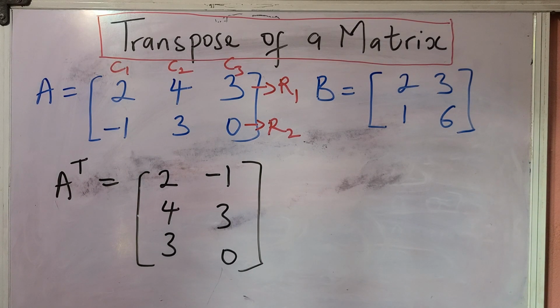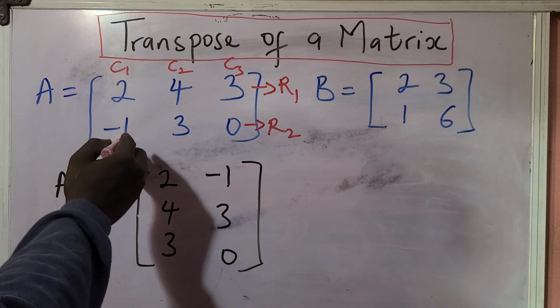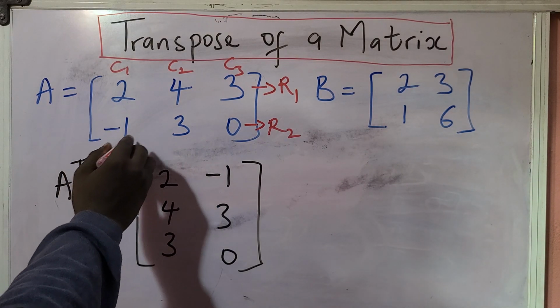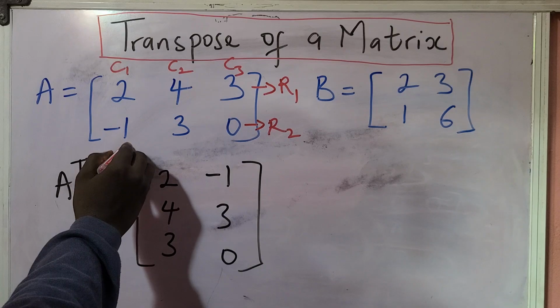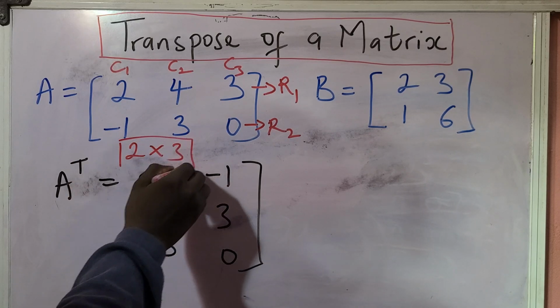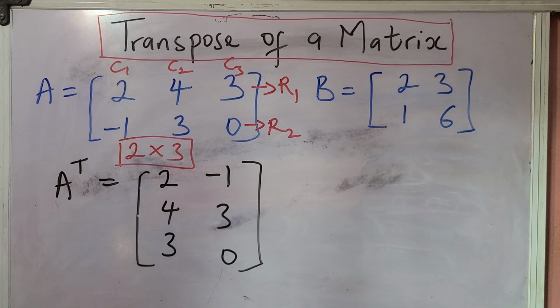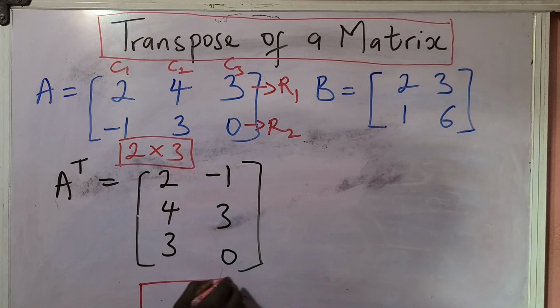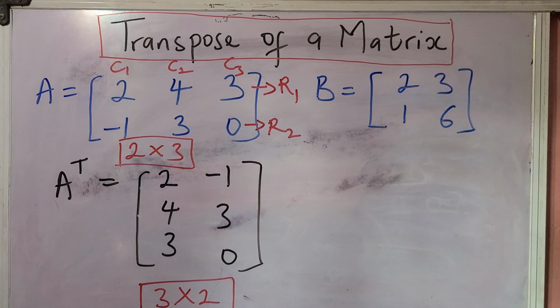So one of the things that happen when you transpose a matrix is sometimes the order will have to change. So this matrix A we had before had an order of 2 by 3. So before we had a 2 by 3 matrix. But when we transpose it, now we have a 3 by 2 matrix. So this is the effect of transposing a matrix.